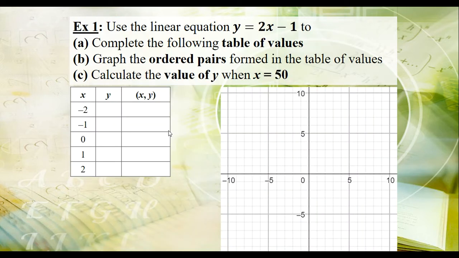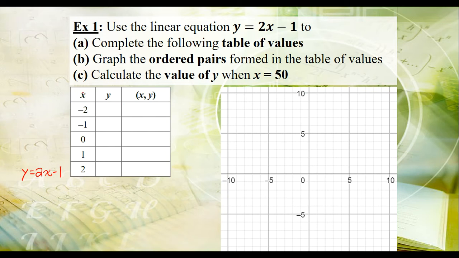Okay, so example 1 says, use the linear relation y is equal to 2x minus 1 to A, complete the table of values, B, graph the ordered pairs formed in the table of values, and then C, use the equation to figure out what the value of y is when x is equal to 50. Okay, so here's how we go about doing this. We're going to first of all write down our equation. So our equation here is y is equal to 2x minus 1.